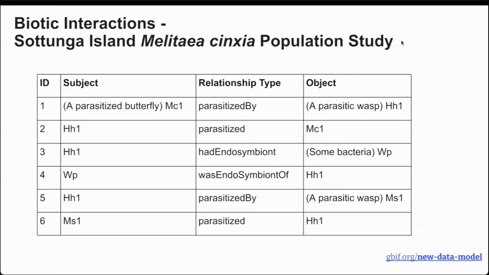The second interesting thing highlights a question that's not been fully answered, and that is whether it's necessary to provide a record for each direction in a relationship. For example, would it be sufficient to include only row 1, MC1 parasitized by HH1, and from that infer that HH1 parasitized MC1, which is given explicitly in the table as row 2? Even if it is sufficient for this particular relationship, would it be so for all possible relationships?